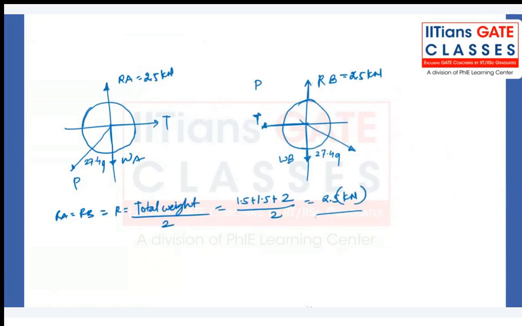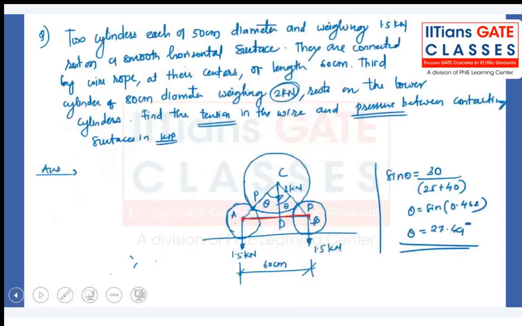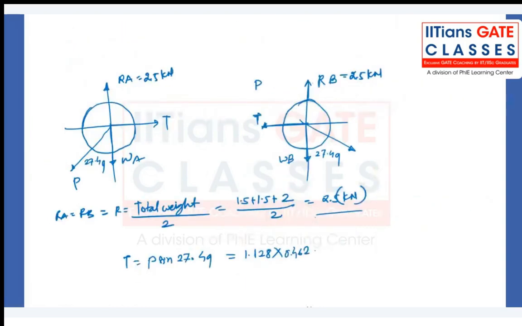So what will be the tension? Tension will be equal to the sine component of P. So that is P sine of 27.49. That is equal to 1.128 into sine of 27.49. We already know this number. Sine of 27.49 is 0.462, and that is 0.52 kilonewton. So the tension in the rope is 0.52.